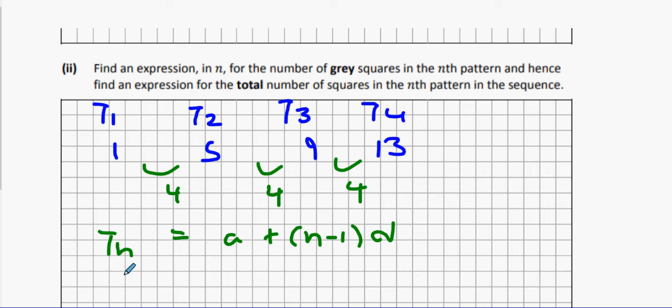And the A value is the first term, so it's 1. The D value is 4, so it's going to be 1 plus 4n minus 4. And that's going to be 4n minus 3 for Tn.